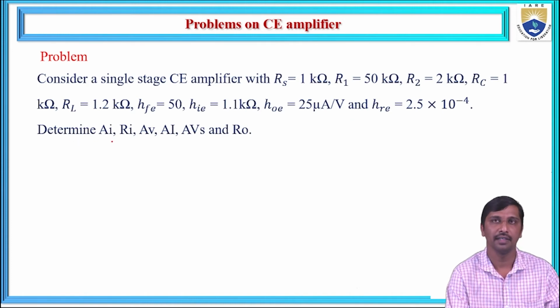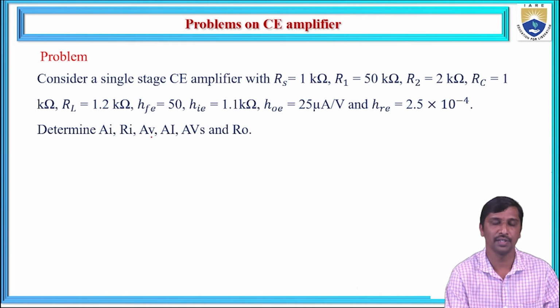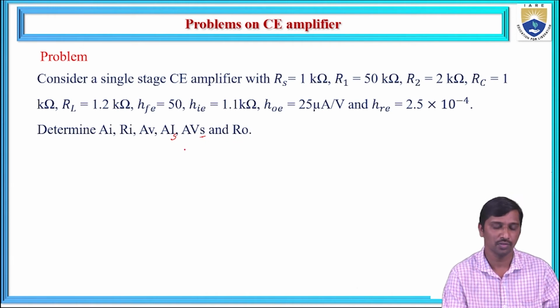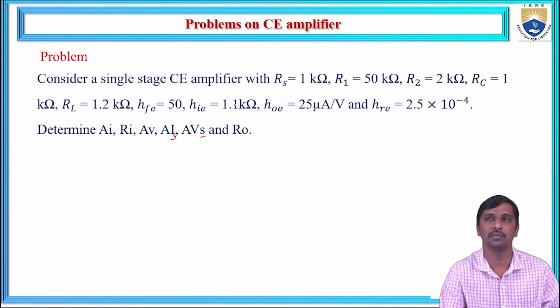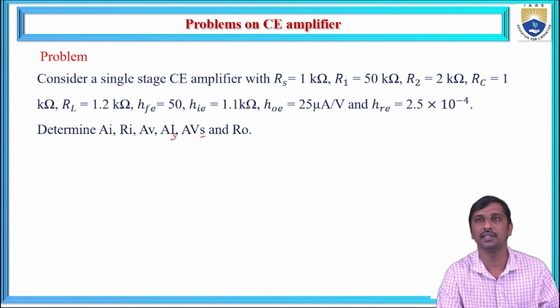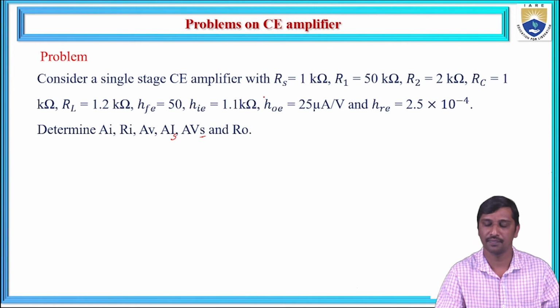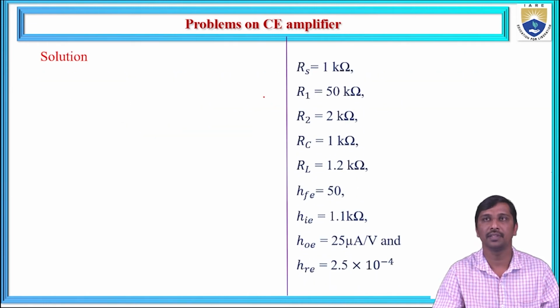Determine AI, that means current gain, RI means input impedance, voltage gain, and the current gain with respect to the source resistance, AIS, and voltage gain with respect to the source, as well as output impedance. So these are the parameters we need to calculate based on the given common emitter amplifier along with the h model analysis. So first I'm going to represent what are the parameters we have.